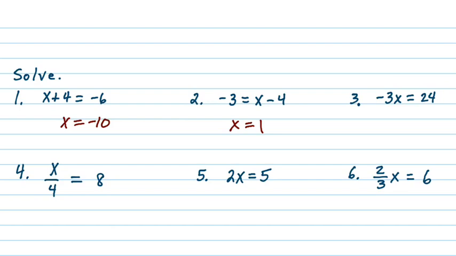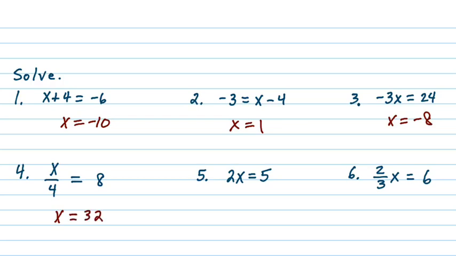On number 3, we're looking for some number. First of all, negative 3 next to x means negative 3 times x. So we're looking for a number times negative 3 that gives us 24, and that would be negative 8. On number 4, if you're not careful, you may have rushed and you got 2 out of this, but think about this. 2 divided by 4, or 2 over 4, is not 8. It would have to be 32.